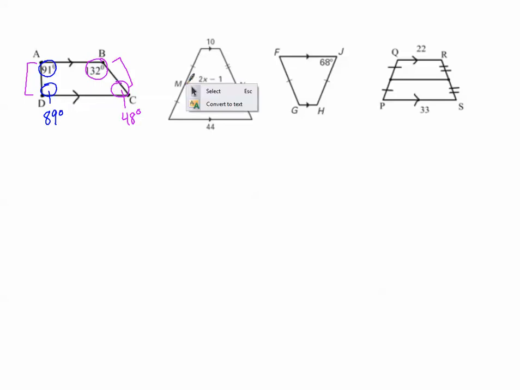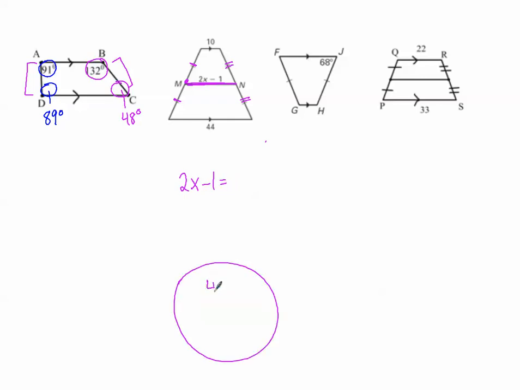Mid-segment right here. We know that it's a mid-segment without it even telling us, because I see that it is the midpoint of this side and the midpoint of this side. It has bisected the two sides, which means it's the mid-segment. So remember, the mid-segment is equal to the average of the two bases. Just down here, the average of the two bases is 44 plus 10, divided by 2. 44 plus 10, that's 27. So the mid-segment is equal to 27.